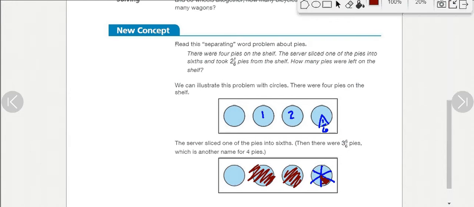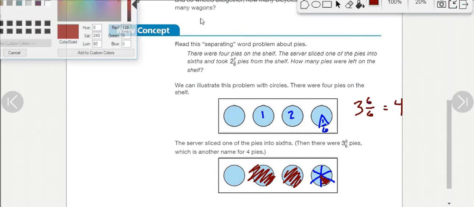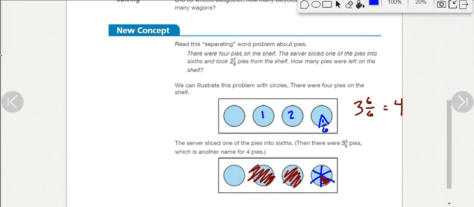So I had to basically turn 4, 1, 2, 3, 4 into 3 and how many sixths? Well, 6 sixths is the same as saying 4 total, but we rename it like this so we can take a sixth away from this part. So if we take 1/6 away, how many sixths do I have left? 1, 2, 3, 4, 5 sixths left over.